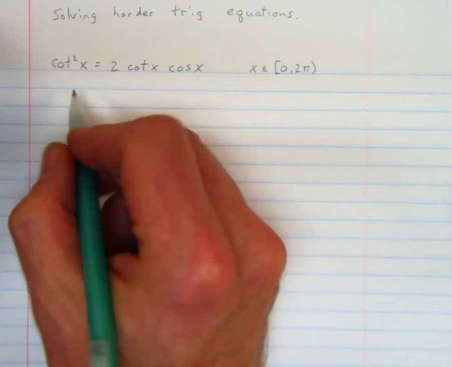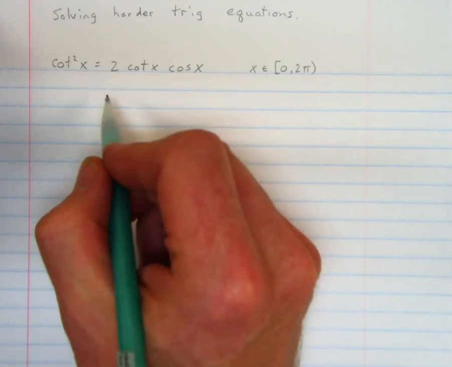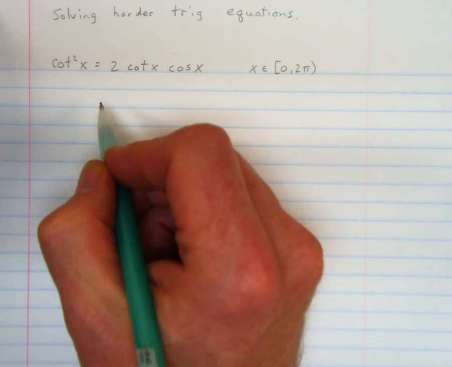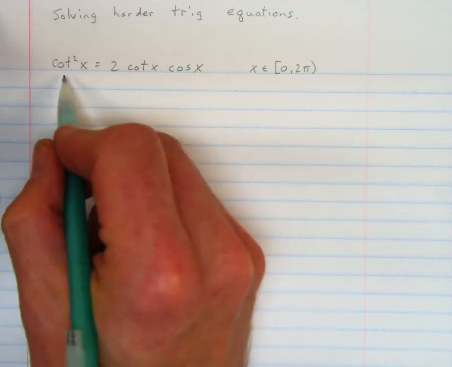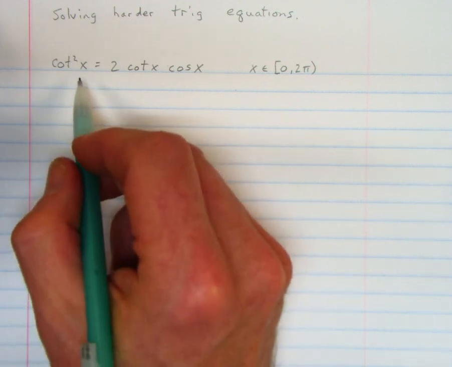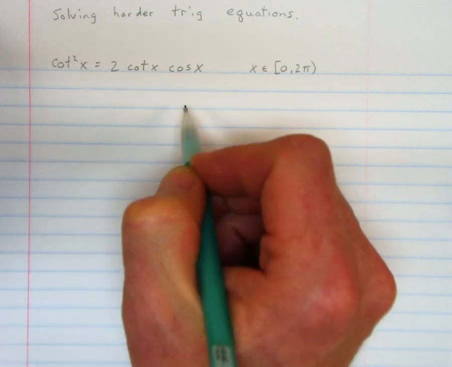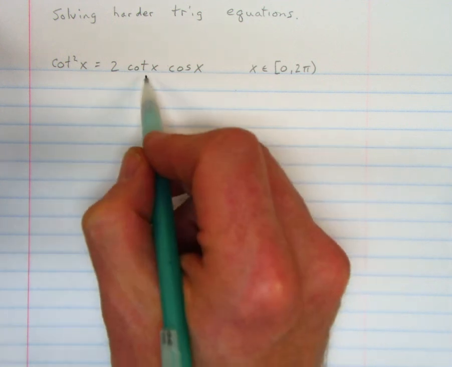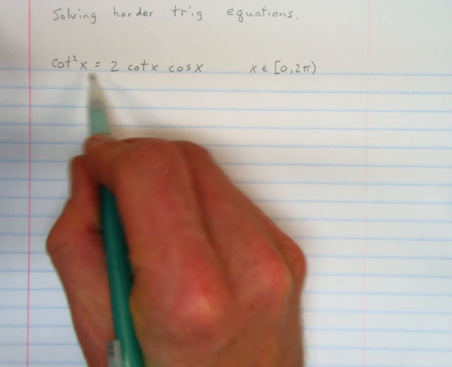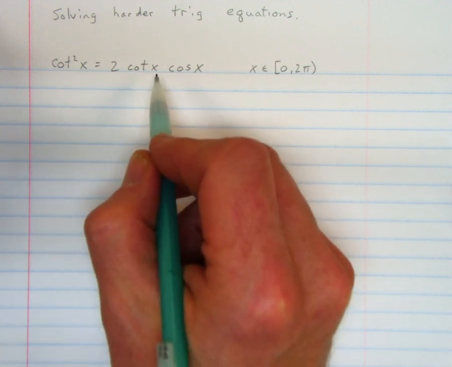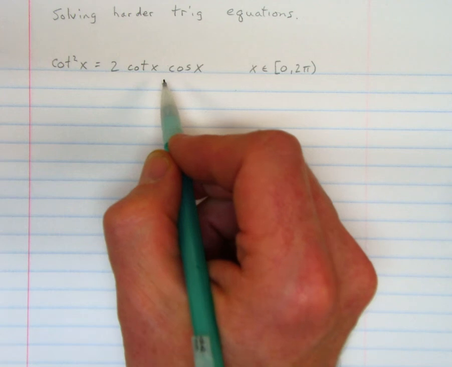Let's take a look at how to solve a harder trig equation. As we're progressing along, the equations are getting a little more complicated. So we see this equation: cotangent squared x equals 2 cotangent x times cosine x. We realize that we have a cotangent in both of those. We need to resist the idea of trying to divide that out.